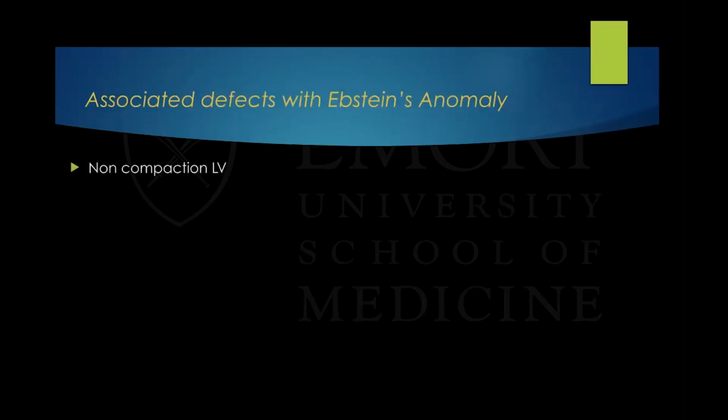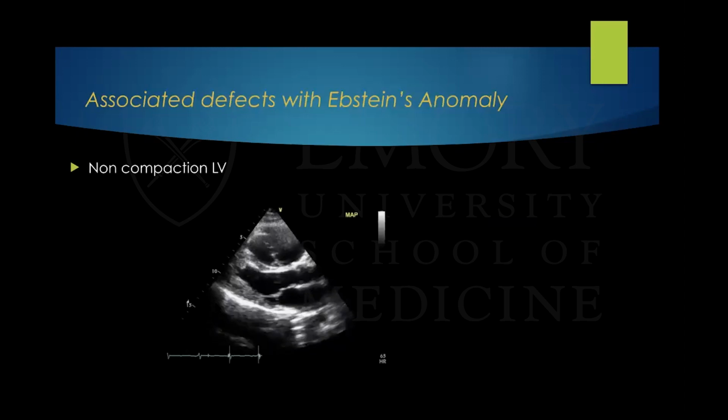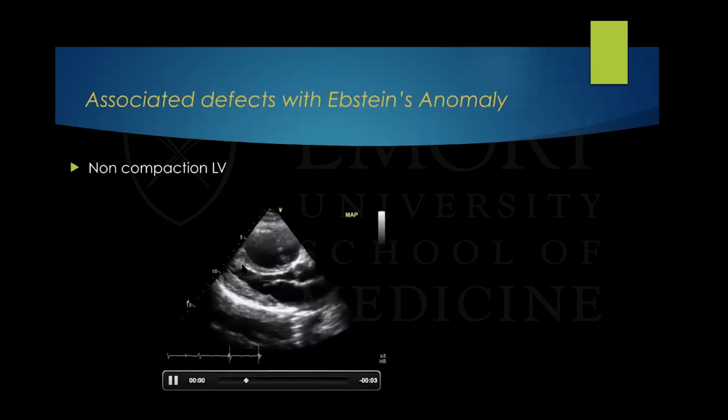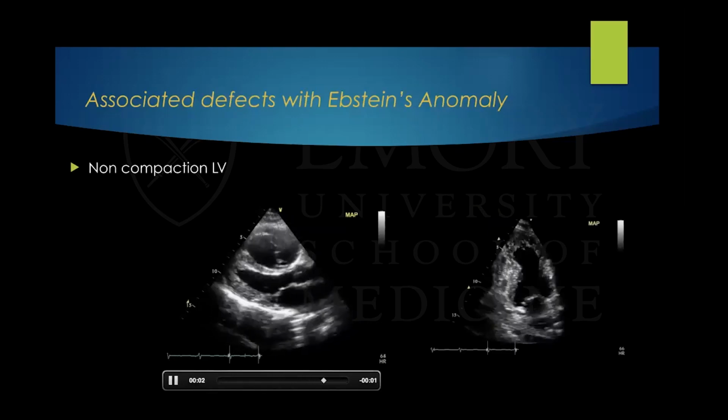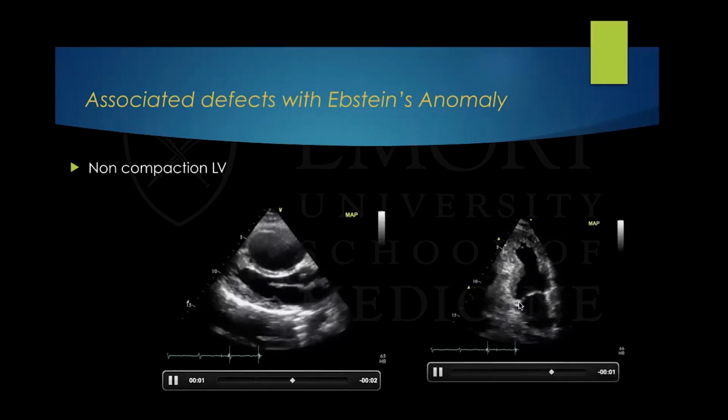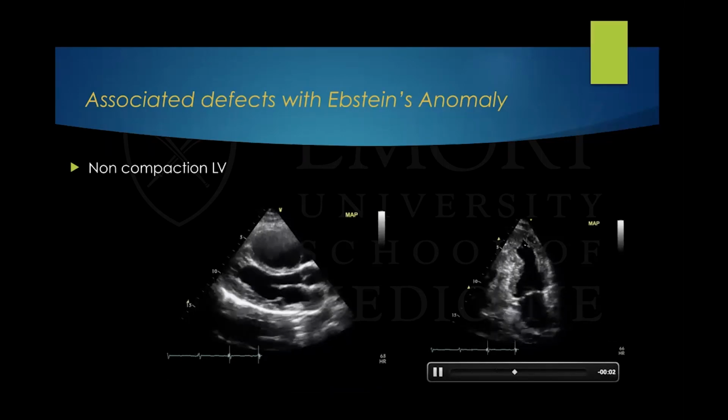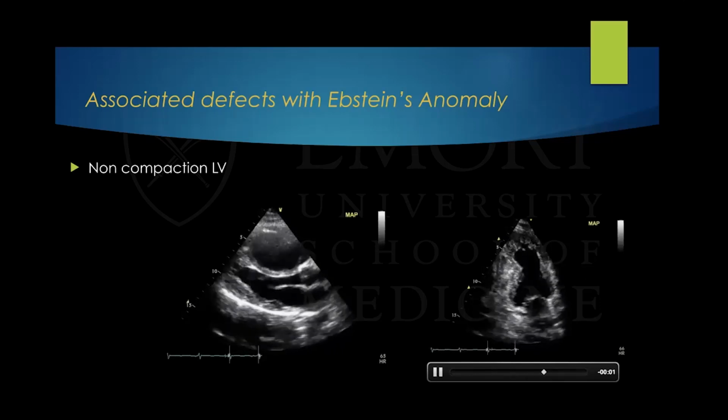So the associated defects with Ebstein's are non-compaction of the ventricle, and you can see on this example that the left ventricle at the apex has heavy trabeculations consistent with this non-compacted area. And the same in this two-chamber view, where you can see that the left ventricle has this non-compacted apex.